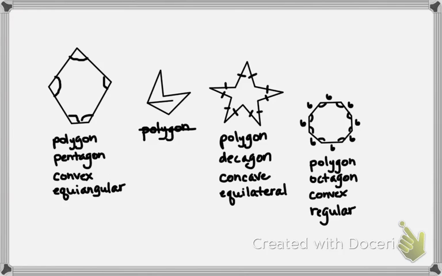Okay, let's do one more and then we'll call it good. I want to do that one? Yeah. Kind of looks like the second one we did. Is it a polygon? Yes. What kind of a polygon? Good. 4 sides, so it's a quadrilateral.